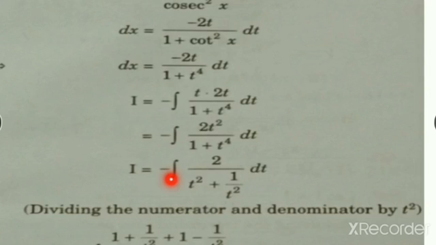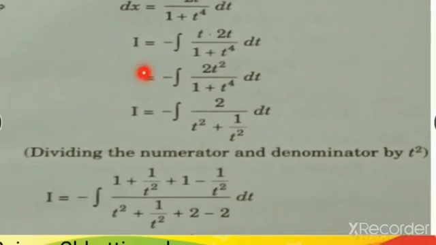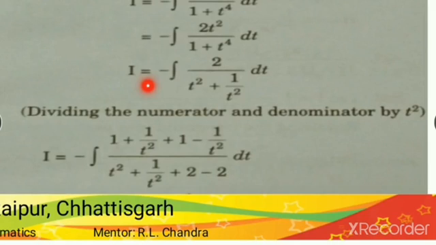We are getting here I is equal to minus integration 2t square divided by t square means 2. Denominator is 1 means into t square is t square plus t raised to 4 upon t square is 1 upon t square. We are getting this expression by dividing numerator and denominator by t square.